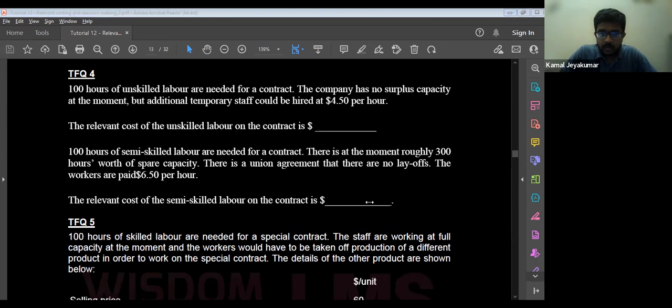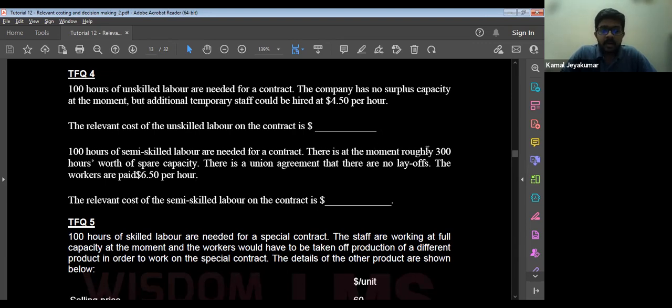Guys, we have now moved on to the second part of that question. People who are saying $450, that's correct for the first part of the question. Second part, now we are looking at 100 hours of semi-skilled labor. $6.50 is the wage rate.